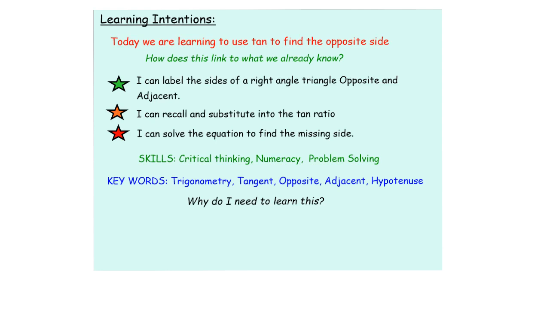of sides. So our learning intentions are that we can label the sides with the opposite and the adjacent, and then write down the tan ratio and substitute in the numbers that we need, and then that leaves us with an equation which we can then solve to find out the missing side. Okay, so let's look at an example.